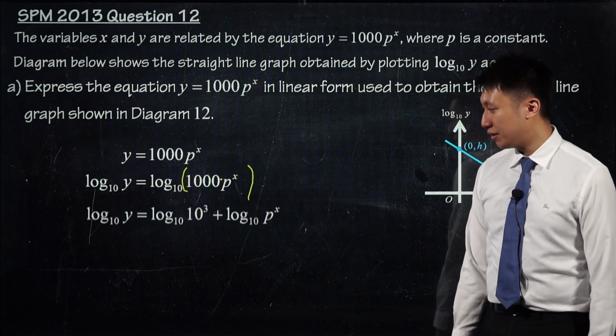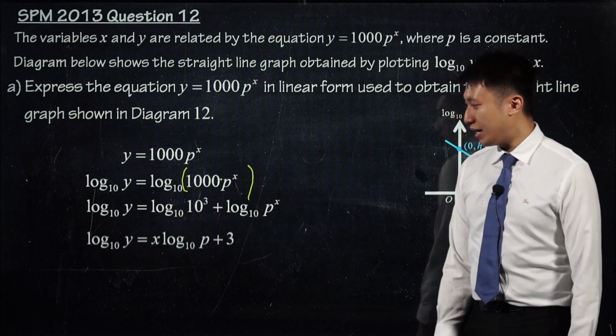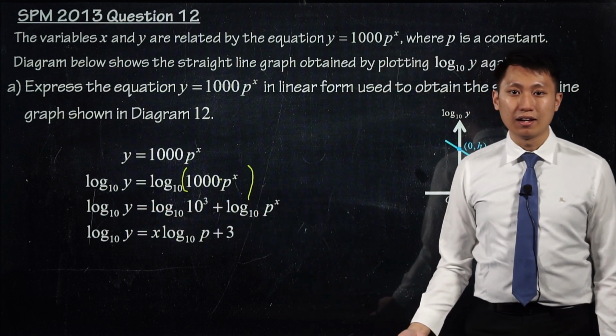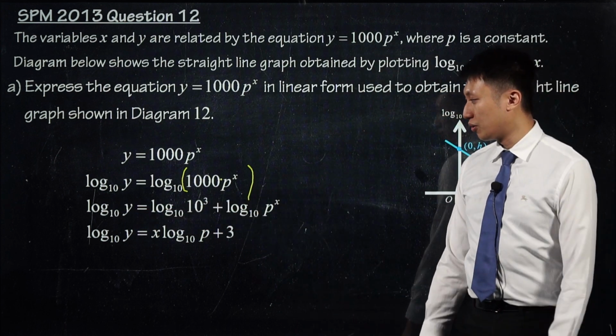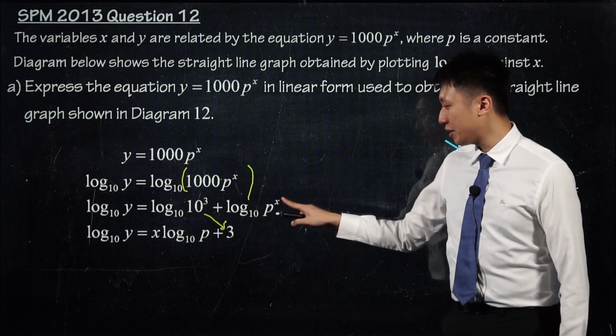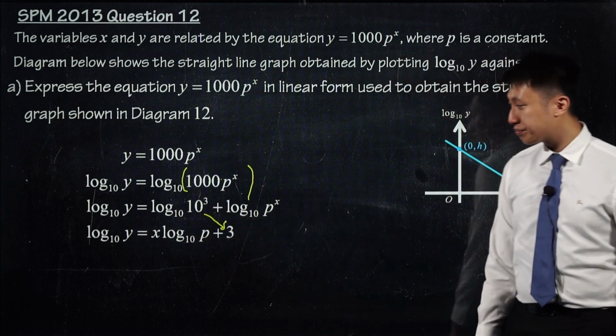Okay, so we do it, and we get this one. Then after that, this 3 you can bring out, and this one becomes 3 times log 10 10. Log 10 10 is 1. So it's just 3 for this one. This one is this one. And how about this? This x can be moved in front. So you get this.